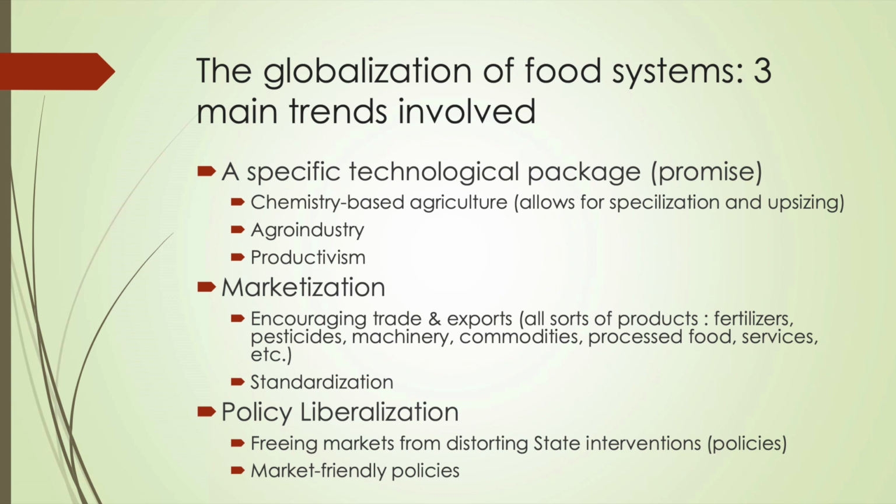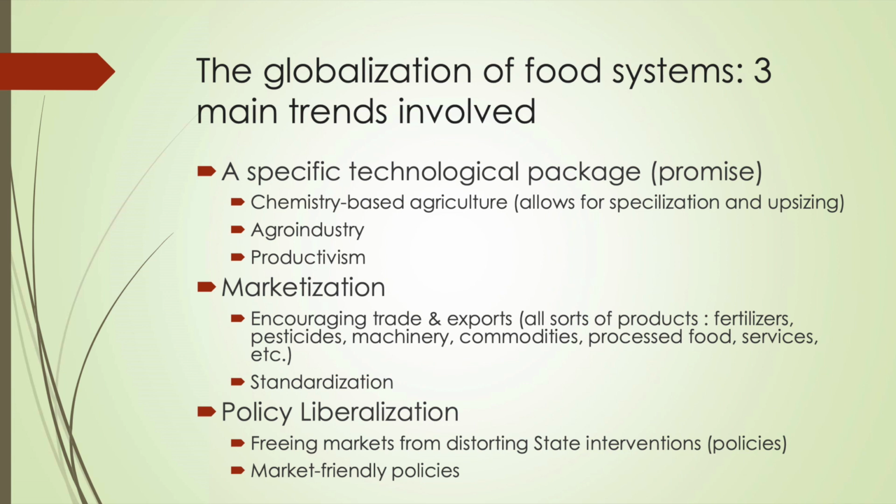And I think we can characterize the current food systems with these three dimensions. First, a very specific technological package, which is a green, let's say, chemistry-based agriculture, which allows for specialization and upsizing of farms. All this is also about what the STS scientists call the technological promise.